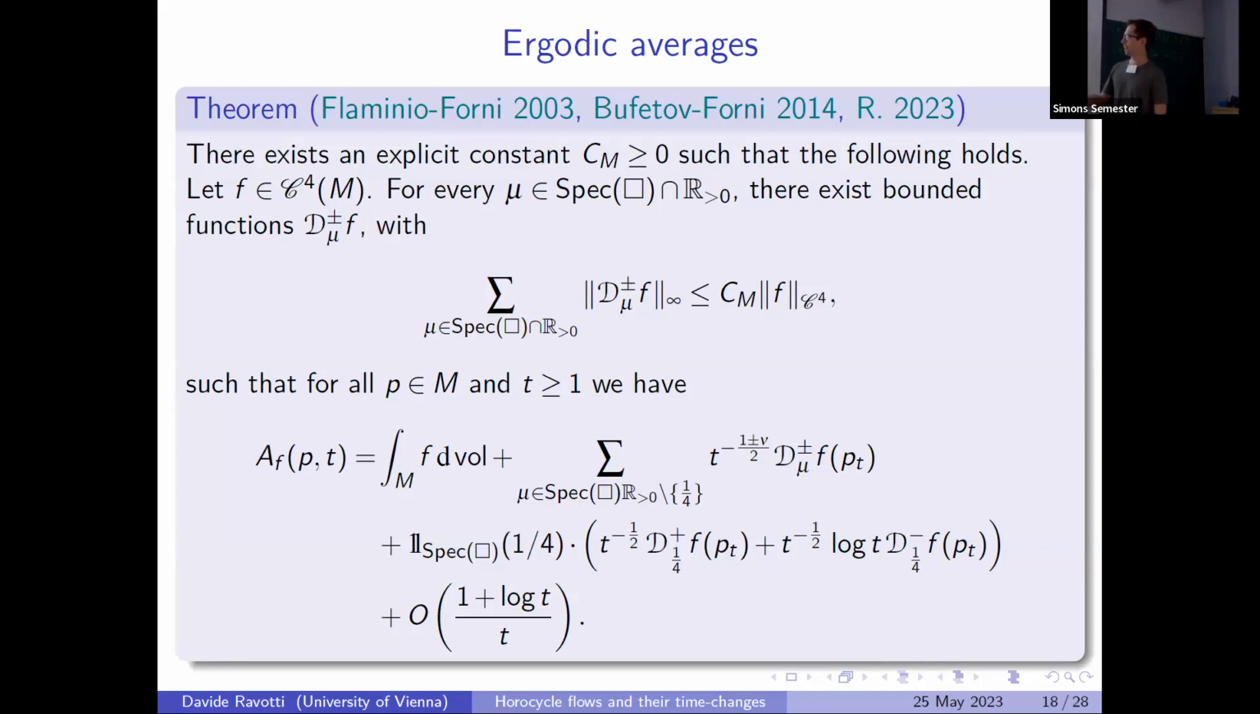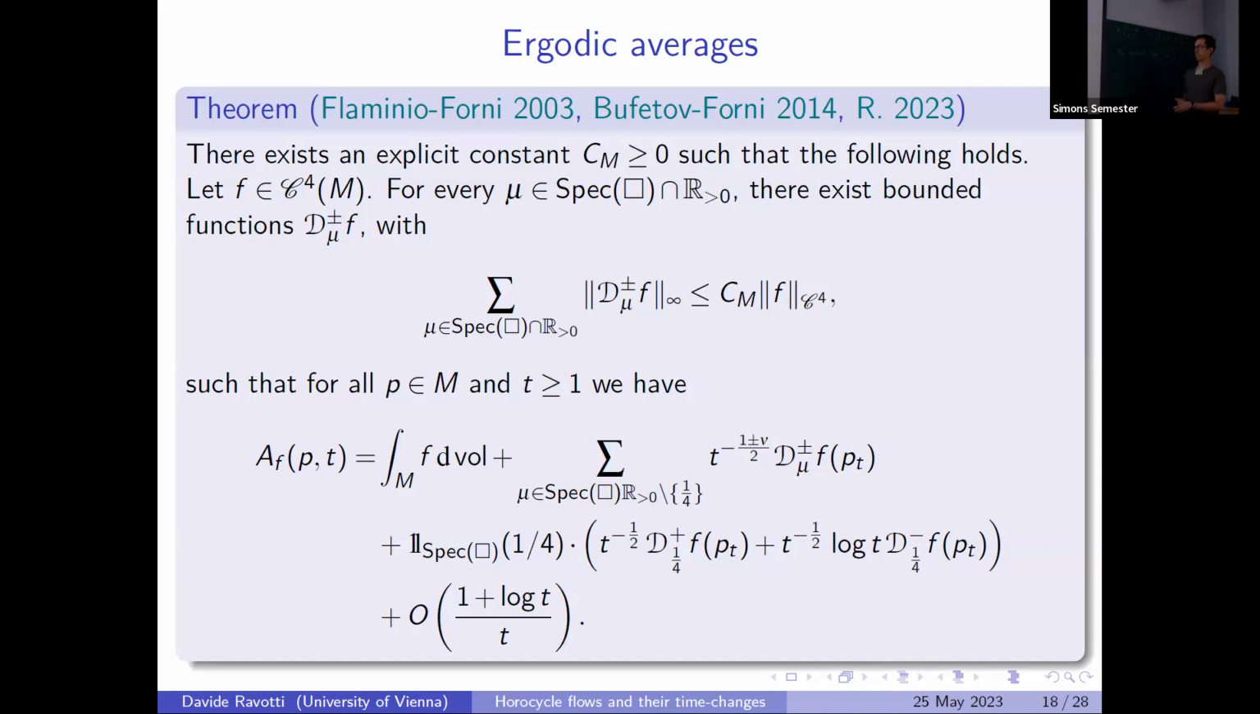So you have a sum over all eigenvalues of terms that decay. For each eigenvalue, you have two terms, as we had before, that have a power decay times the constant being the value of this function at the point t pushed with the geodesic forward time of t. The eigenvalue 1/4 is a bit special because you have a double root. So in that case, the two terms are t to the minus 1/2 and t to the minus 1/2 times log t. And then an error term that is of size log t over t.